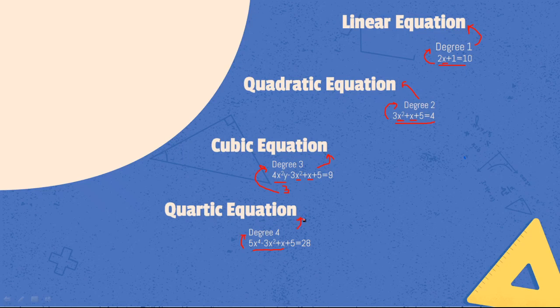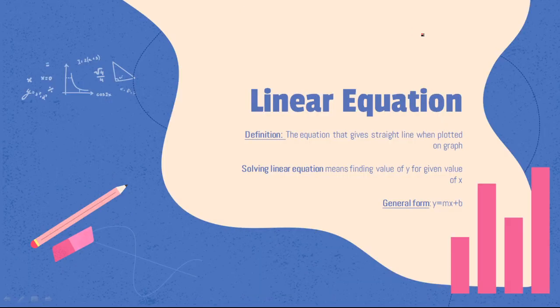Okay. The important thing here is the linear equation. We are concerned with linear equations. Now we'll define linear equations. A linear equation is an equation that has degree 1. Or you can define it as the equation that gives a straight line when plotted on a graph. If we plot any linear equation on a graph, it will give us a straight line. So any equation that gives a straight line when plotted on a graph is a linear equation.